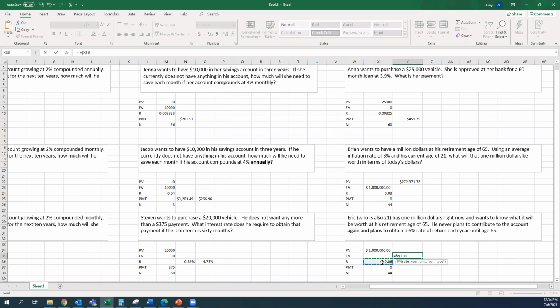Our rate is 6%. Our NPER is 44. Our payment is 0. The negative absolute value, or the absolute value of our $1 million. And that means that Eric's $1 million today is going to be worth almost $13 million at age 65. So in 44 years, his 1 million is going to turn into $12,985,481.91.